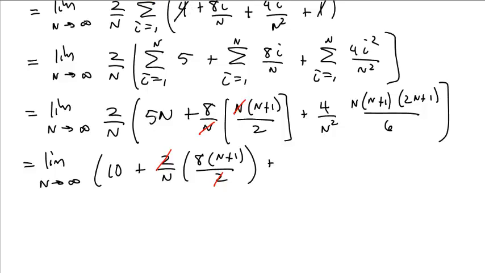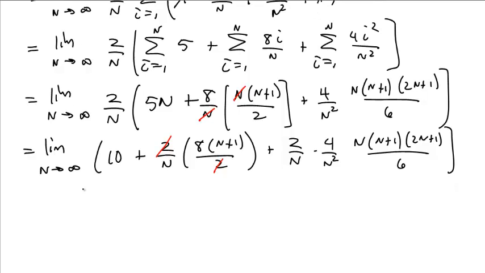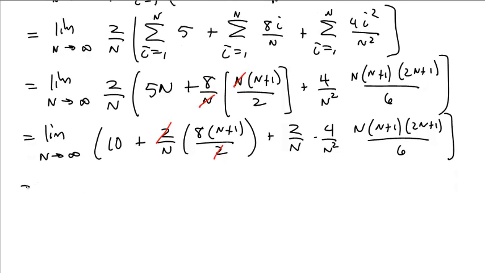Over here, again, we multiply the 2 over n in front, and then we have the 4 over n squared. Then we have this whole mess: n times n plus 1 times 2n plus 1 all over 6. However, n is going to infinity. This is a limit at infinity. Well, certainly, if n goes to infinity, 10 is just going to be 10. That's what it is.